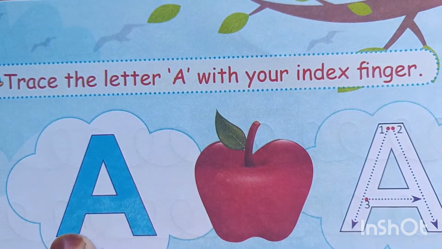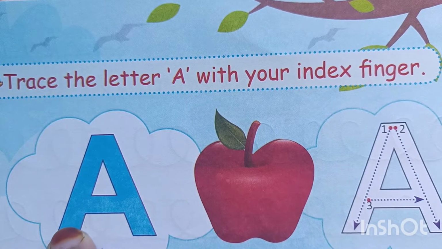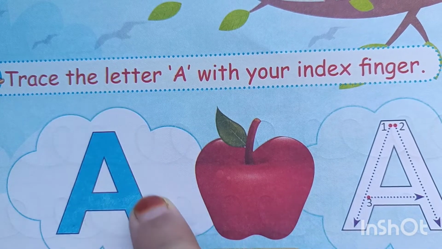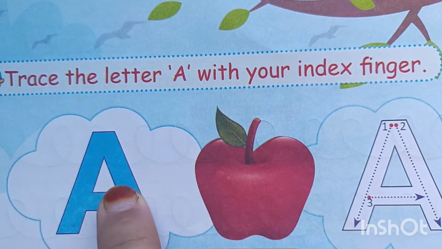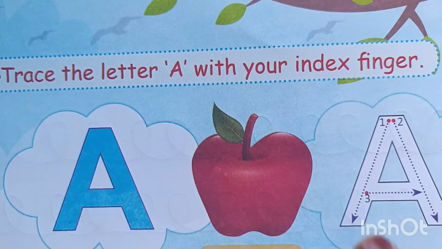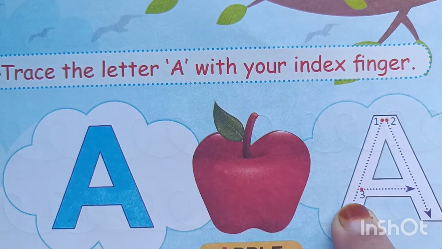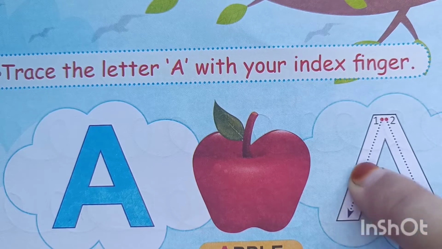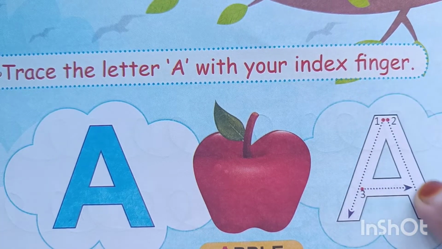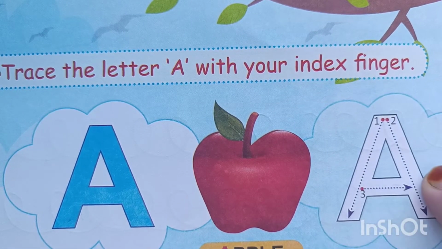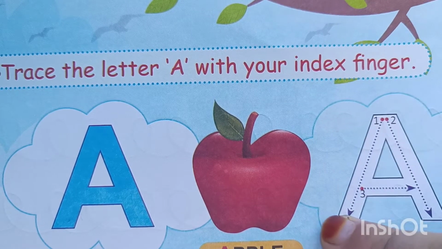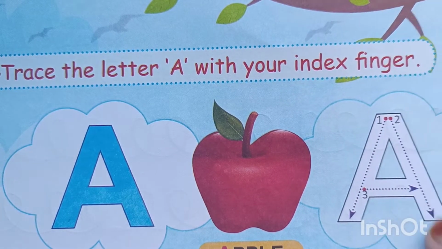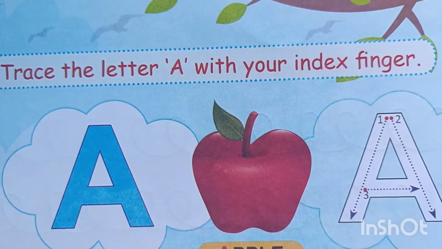First we will trace A. See, go up, then come down, and this. Similarly, we will trace here also A. Trace the letter A. First go up, then come down, then a sleeping line. So this is a slanting line, again a slanting line, and a sleeping line.